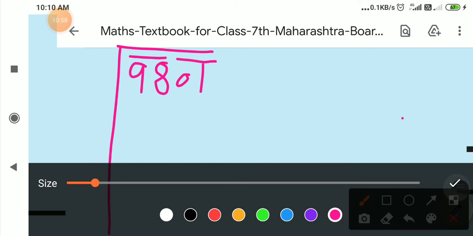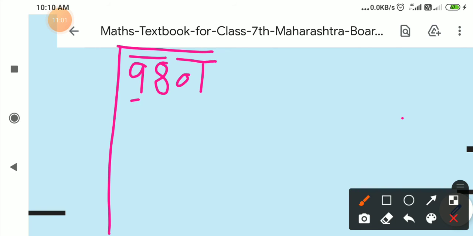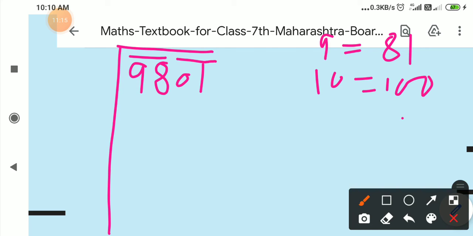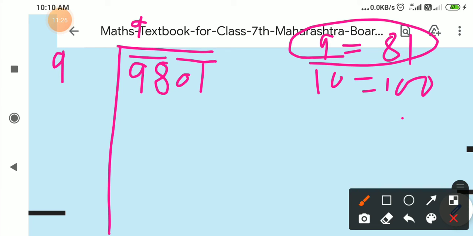Now you have to check whose square is smaller than 98. So 1 square is 1, 2 square is 4, 3 square you know is 9, 5 square is 25. In this way, 9 square is 81, 9 9s are 81, and 10 square is 100. So you will notice that the square of 9 is smaller than 98. So you have to take 9 here.